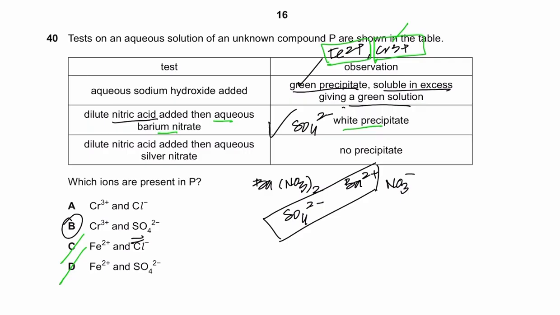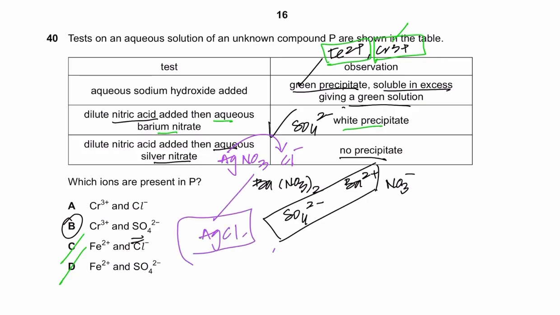Why is it not chloride? Because if you check the next test, it says aqueous silver nitrate is added and no precipitate forms, which is basically an indication that the chloride ion must not be present, because if you add aqueous silver nitrate and the chloride ion was present, the silver ion and the chloride ion would react together to form a white precipitate, which was AgCl, right? And that's basically how we get full marks in our paper, and that's the end of this past paper.